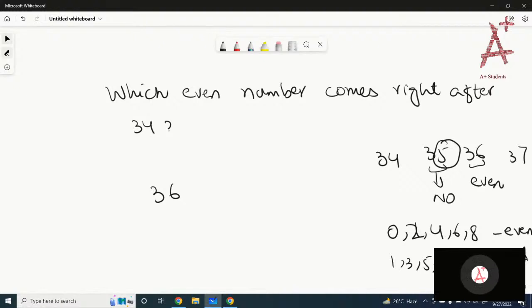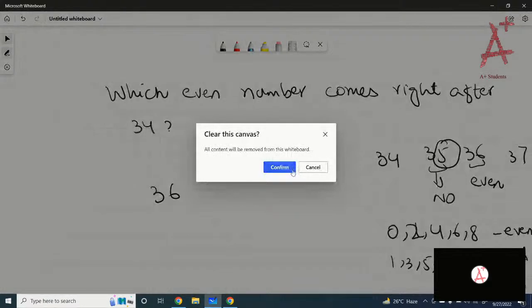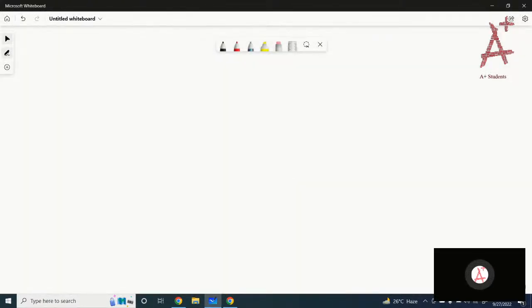Okay, on the top right corner you have a test button. Let's start with the test. Okay, the next one: is 92 even or odd? I just explained how you check if a number is even or odd.